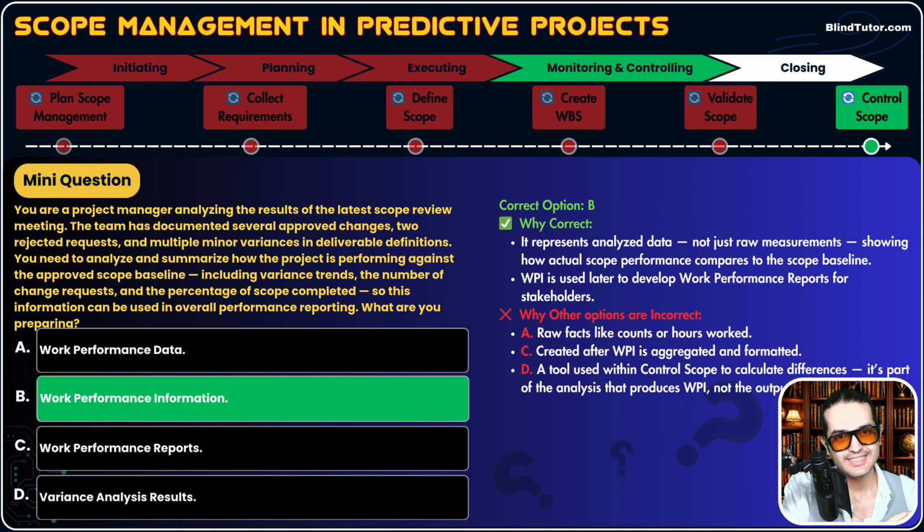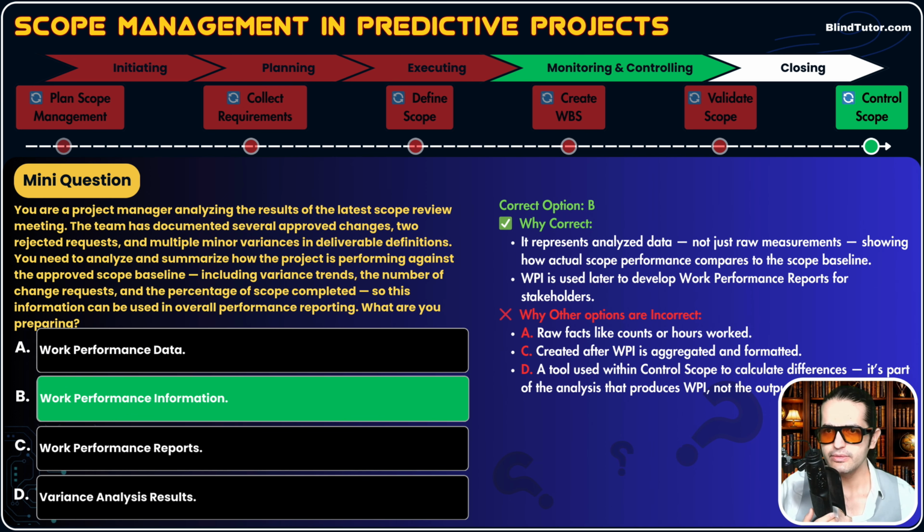We collect data from the field. This is called work performance data. Then we analyze this data and convert it to information. So the next one is work performance information. Then we summarize this information and convert it to summary reports to send to stakeholders. So this is called work performance report. Data, information, report. DIR, D-I-R. Data, information, report. Okay, that's why option B is correct.